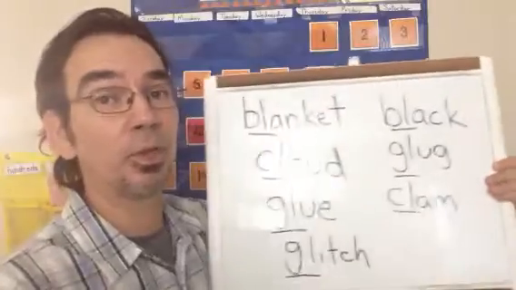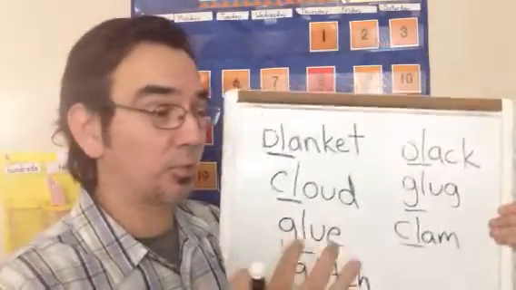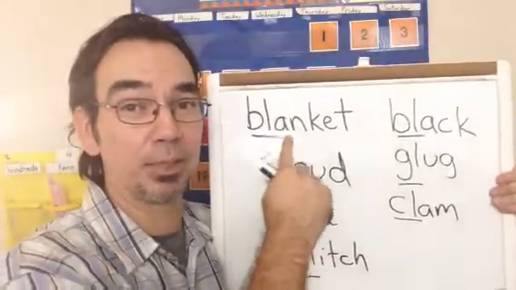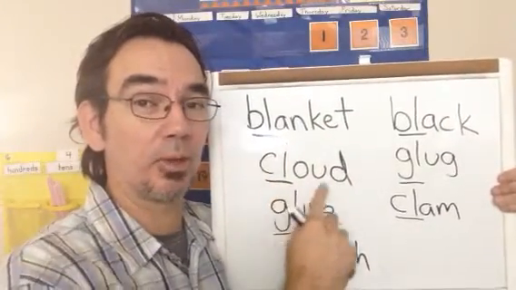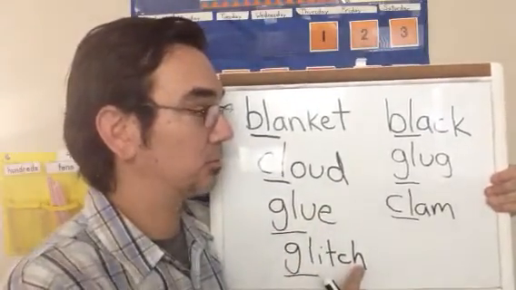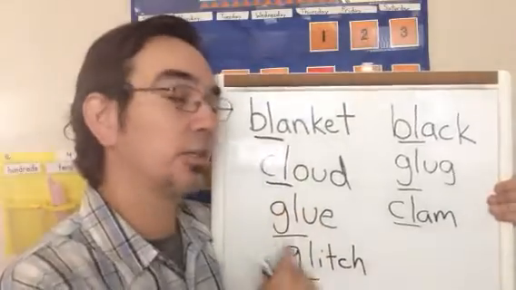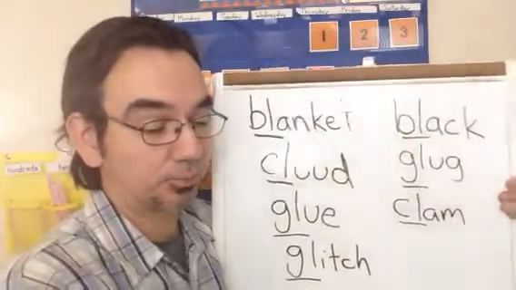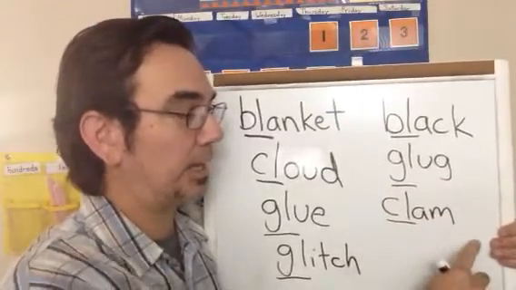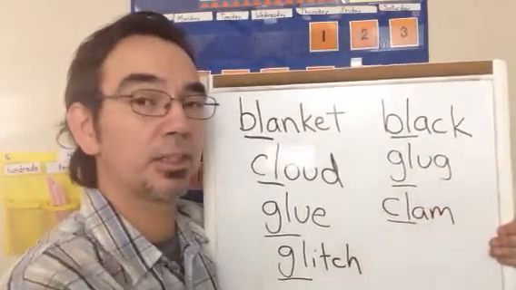So some of our classmates got their work in right before I made this video, so I'm able to share some of their awesome work. So here is just a few. So we had Anara turn in a number of words. I didn't put them all on here because it would have taken a long time to read through, but she got blanket, cloud, glue, and glitch. BL, CL, and GL words. Now also Dylan came up with black, glug, and clam. BL, GL, and CL words.